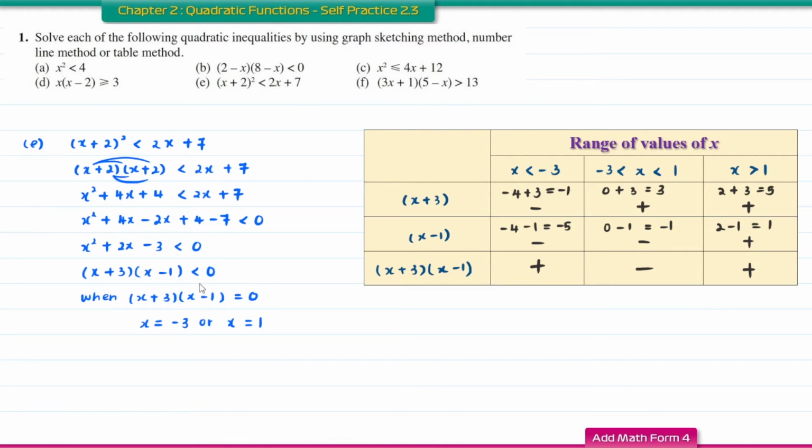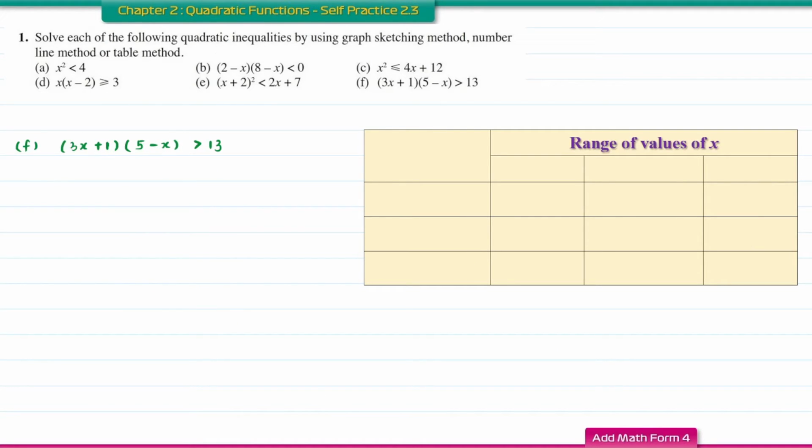And for this quadratic inequality, it is less than 0, which means the range of values of x is on the negative part here. So the range of values of x for question E is x greater than negative 3 and less than 1.